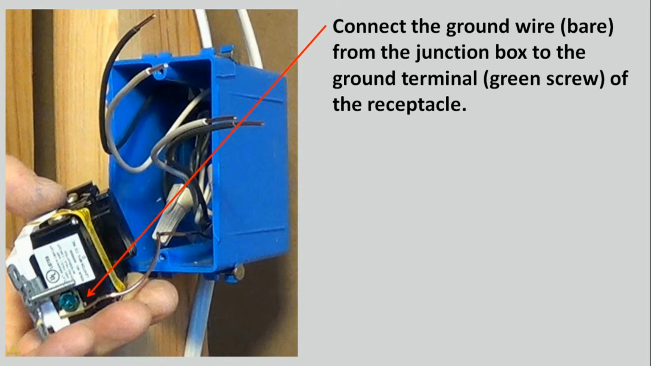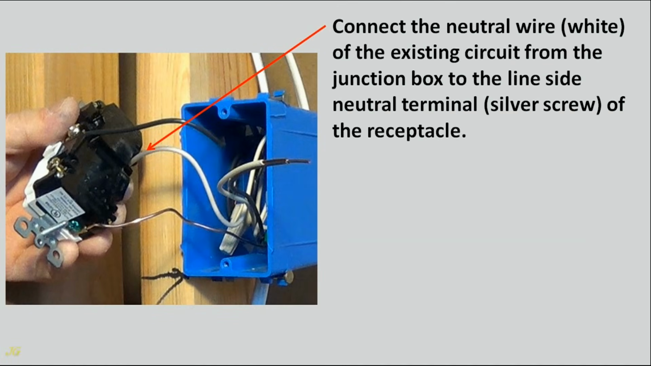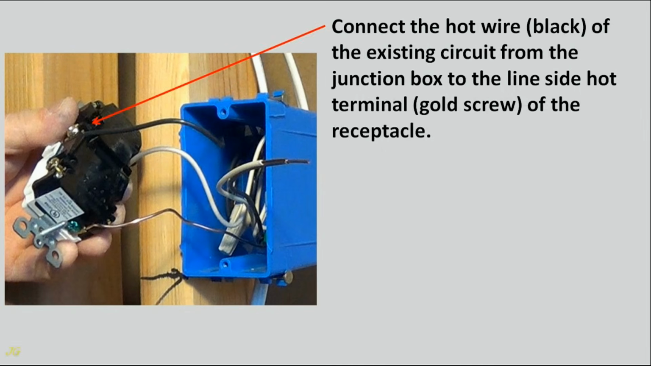Connect the ground wire, bare, from the junction box to the ground terminal, green screw, of the receptacle. Connect the neutral wire, white, of the existing circuit from the junction box to the line side neutral terminal, silver screw, of the receptacle. Connect the hot wire, black, of the existing circuit from the junction box to the line side hot terminal, gold screw, of the receptacle.